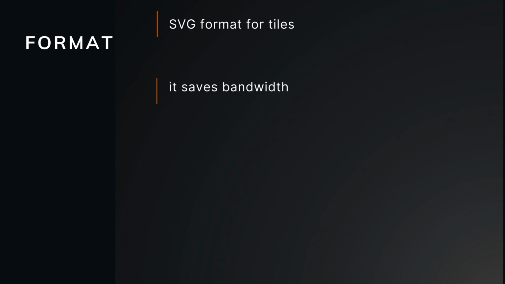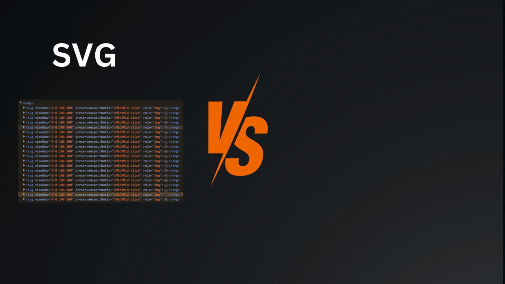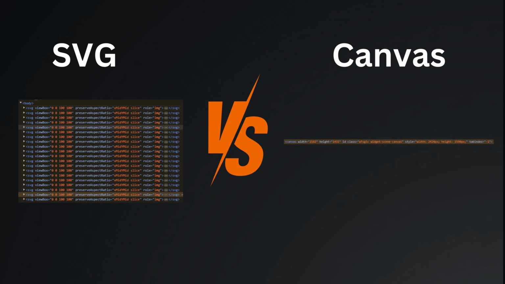We'll use SVG format for tiles because the vector data compresses better than images, so it saves bandwidth. It makes possible dynamic updates and styling as well. Now let's decide how to render the tiles. We can use either SVG, images, or canvas.